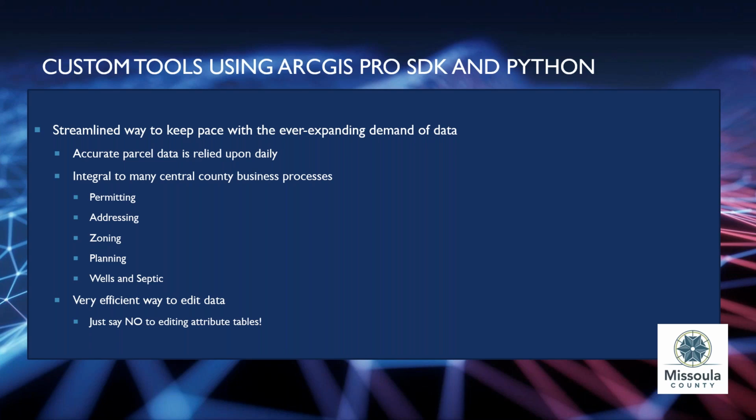So like I said, using the tools allows us a very efficient way to edit the data. We can wire up the tools to mimic what the attribute assistant does too, and we use that in conjunction with some of our tools, but it allows us to really maintain the integrity of the data that's going in. So I just have on there, just say no to editing attribute tables. It's much easier to create a tool that does multiple steps for you all at once. And in addition to the ArcGIS Pro SDK, we also use Python to do a lot of our back-end maintenance tasks, and I'll show you those in a little bit.